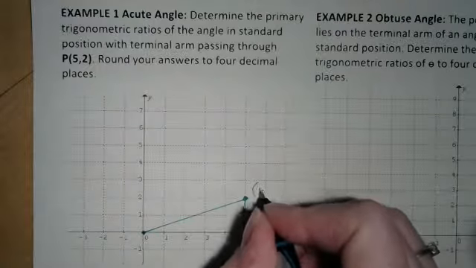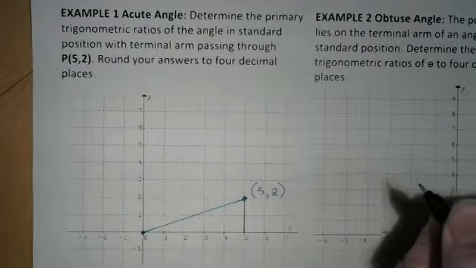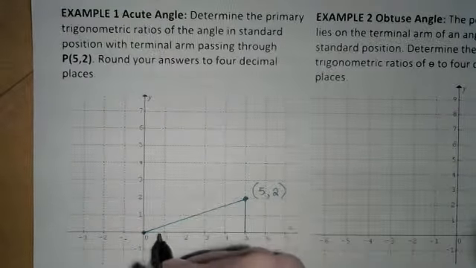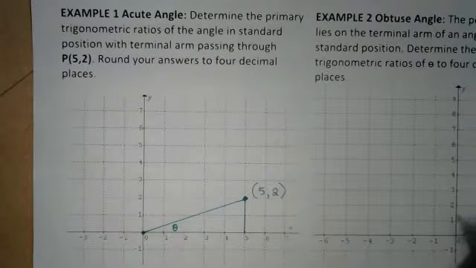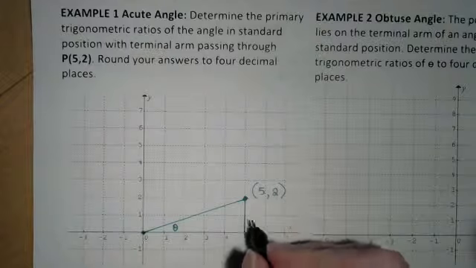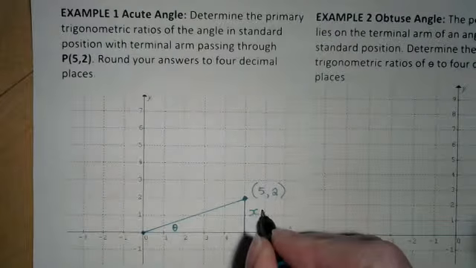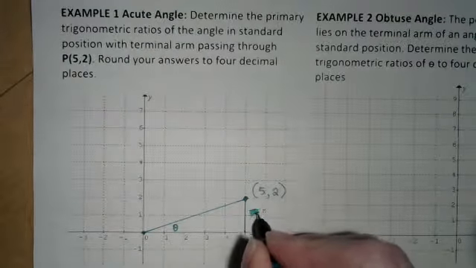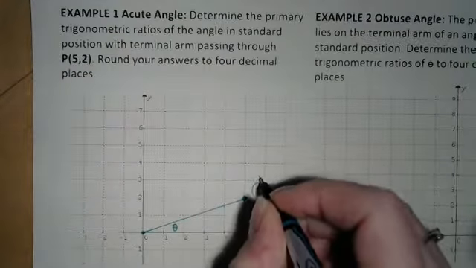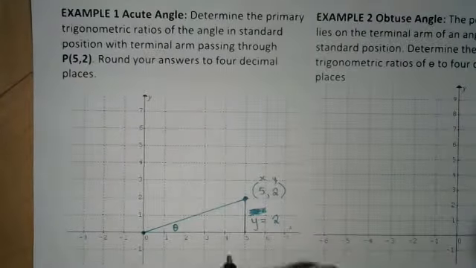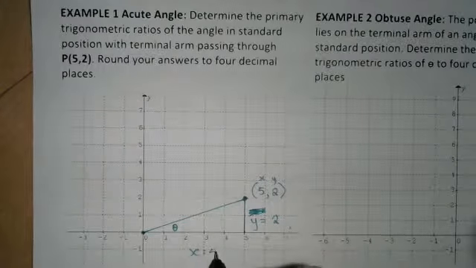So this is (5, 2). This is my angle, I'll call it theta. That's the angle I'm working with. My y value along here is 2, and our x value here is 5.